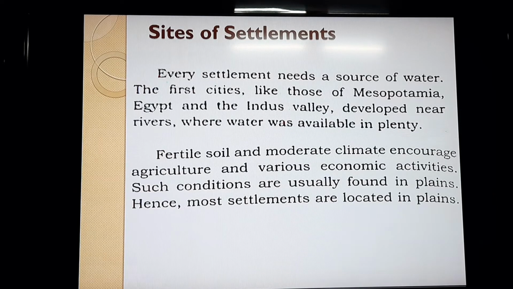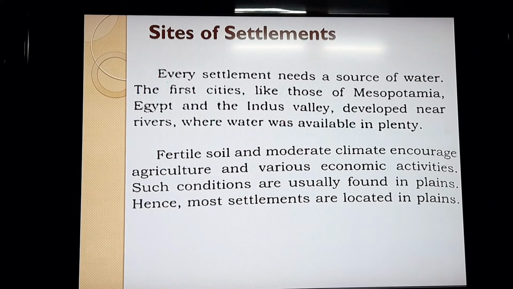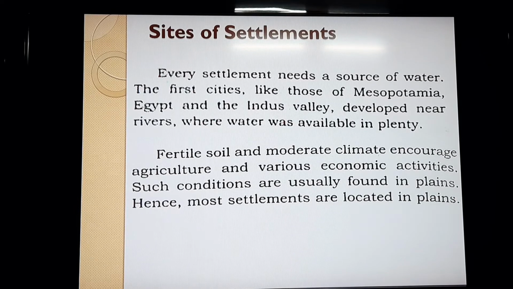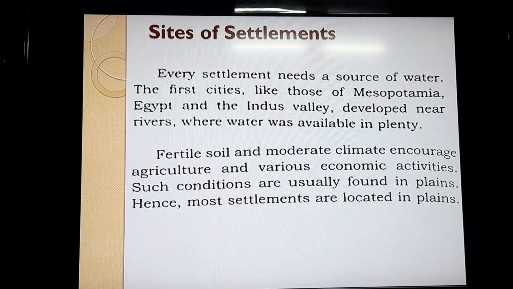Okay, so after water, the next condition for a settlement is fertile soil and a moderate climate, because lots of people are engaged in agriculture, and fertile soil and a moderate climate encourage agriculture and different economic activities. And such conditions are there in the plains. So we can easily see that most of the people in the world are settled in the plain areas. Okay, they are the most densely crowded areas of the world.